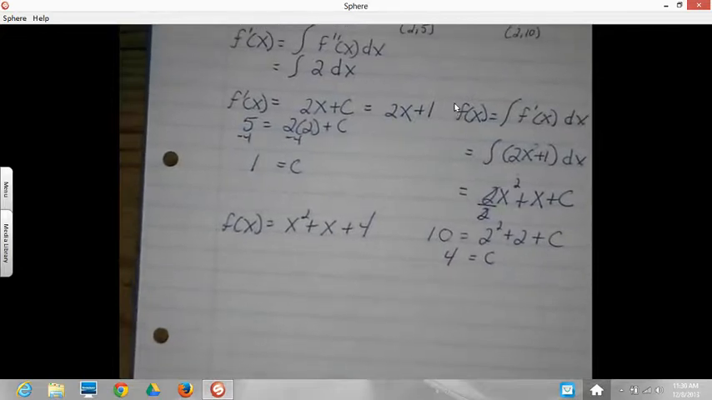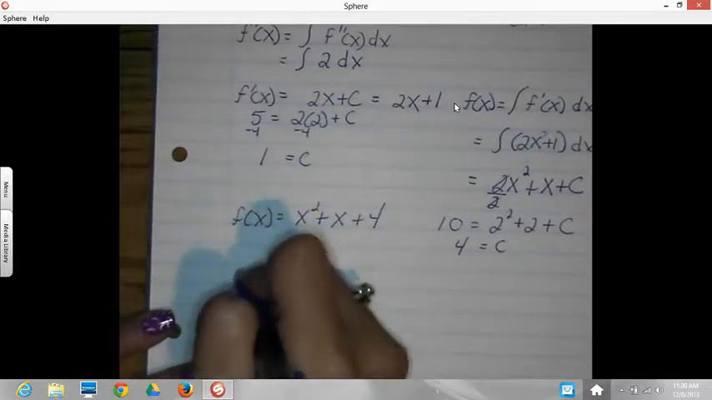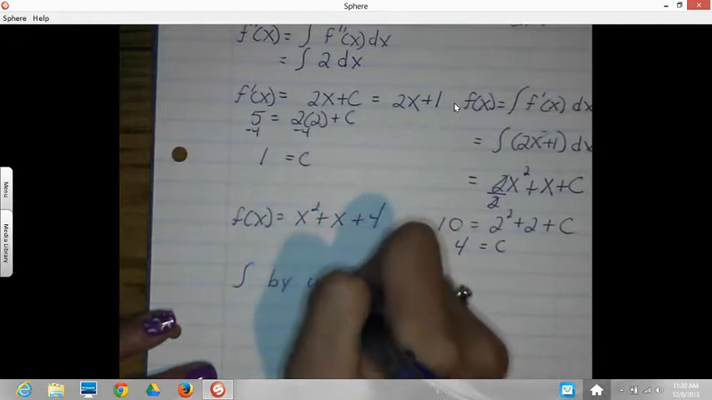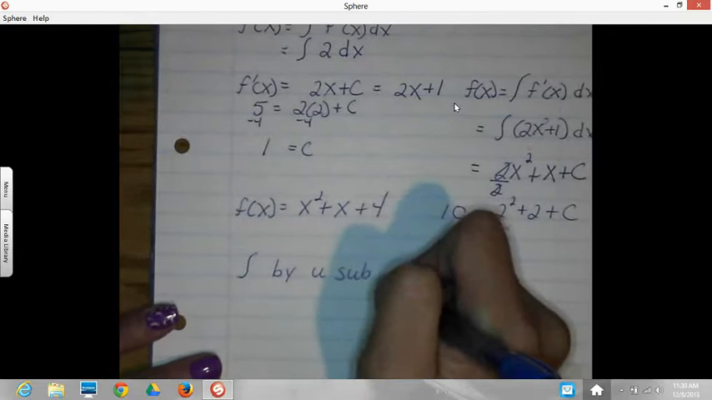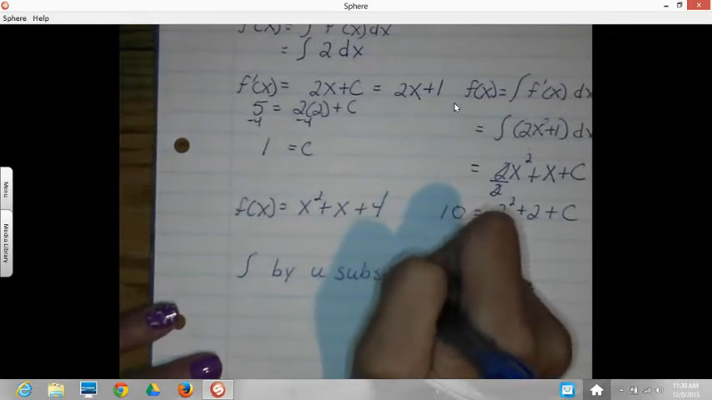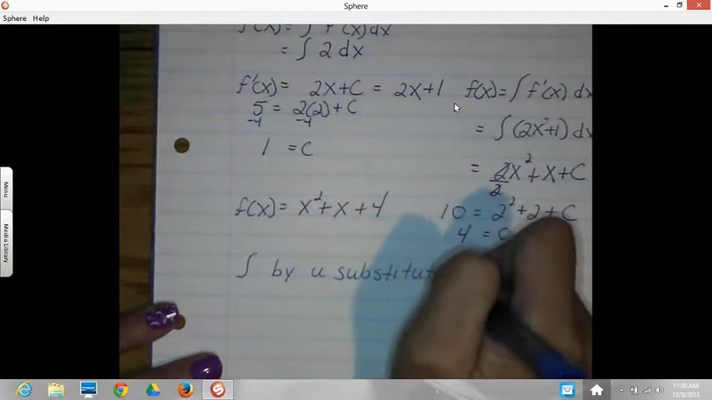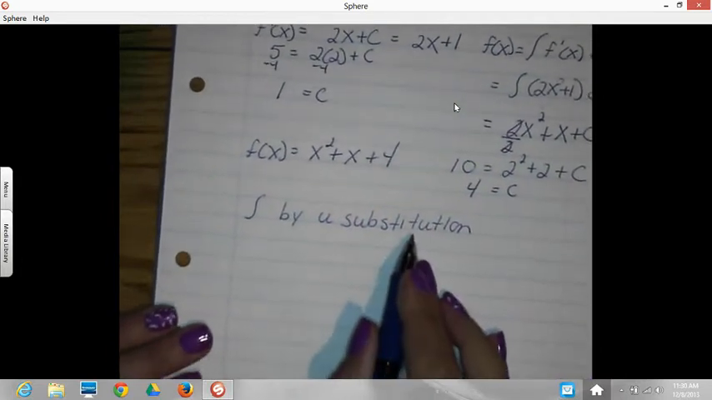Okay, the last 4 problems, we're going to be using u substitution. So we're going to integrate by u substitution. These ones get tricky. We're going to spend another day on u substitution after this. And we did this yesterday where you let u equal your inside function and then go from there.